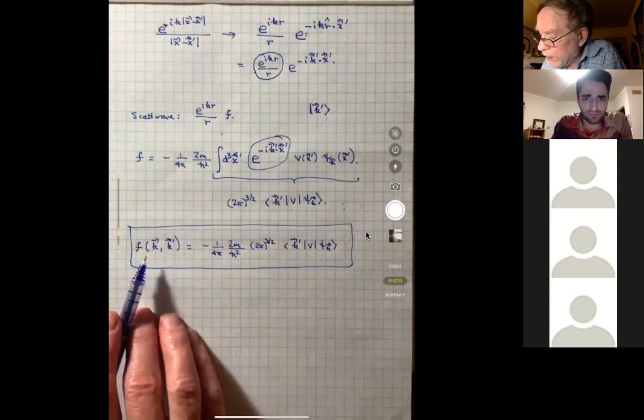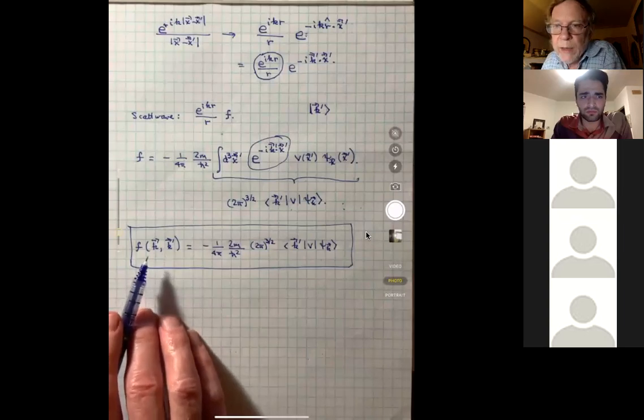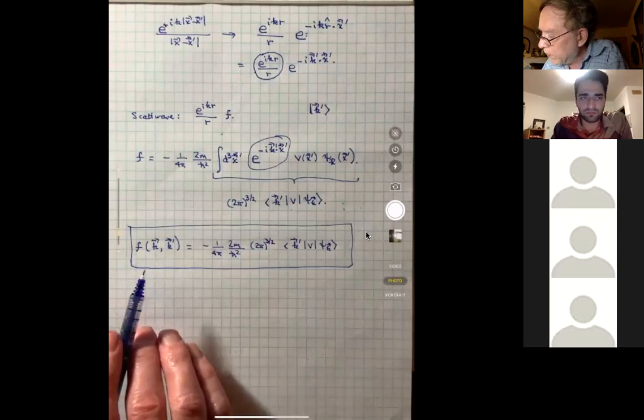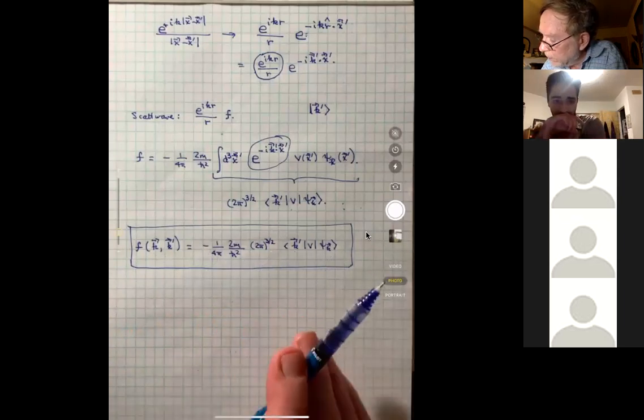But I've changed notation here and write it as f of k comma k prime because I don't want to assume that k is in the z direction. This now allows k and k prime to be in arbitrary directions. In any case, the main point here is that this is expressed by some constants times this matrix element.